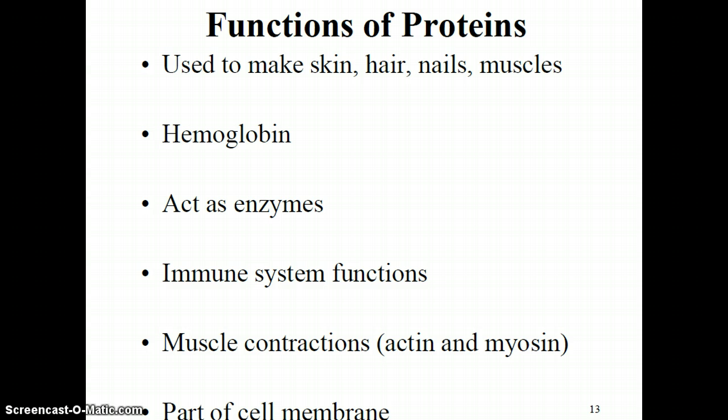Many have immune system functions. They form our muscle fibers, and they form part of the cell membrane. So protein, whether it's of animal source or vegetable source, is important and necessary.